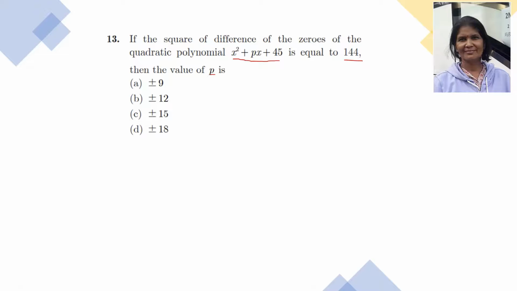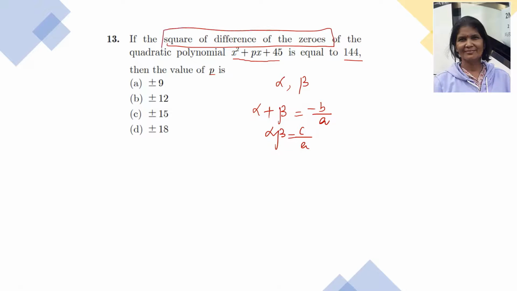So one zero is alpha, one is beta. Then you know that alpha plus beta is equal to minus b by a, and alpha into beta is equal to c by a. But the question is square of the difference of the zeros is given. That means the difference is alpha minus beta. Its square is given. How much? It will be 144.